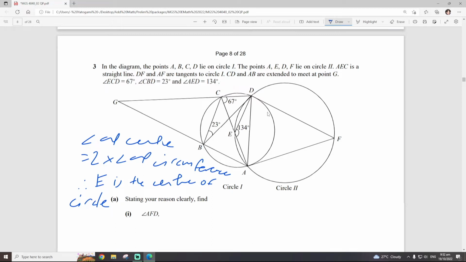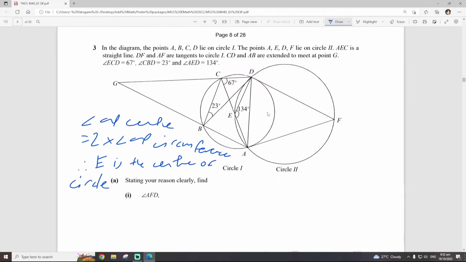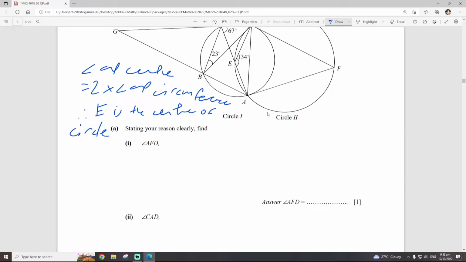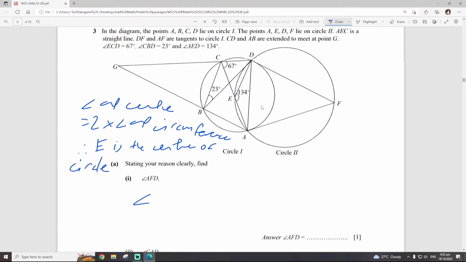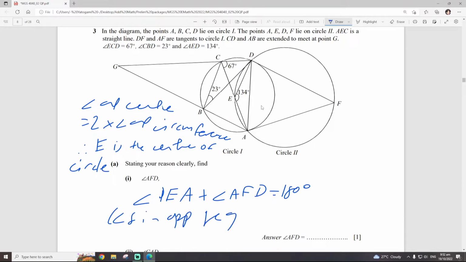Actually, now that I think about it, oh wait, alternate segment theorem is not in the EMath syllabus, I believe. Oh wait, no, I don't need that, because I just need to take 180 degrees minus this. Okay, so angle, what is that, DEA, equals to 180 degrees. Angles in opposite segments are supplementary. So therefore, 180 degrees minus 134 degrees. Okay, so that will be 46 degrees.